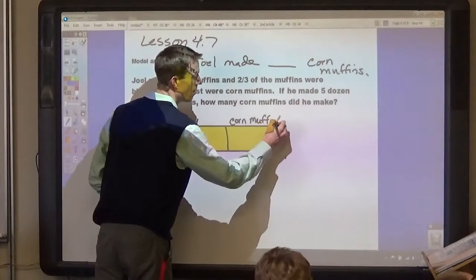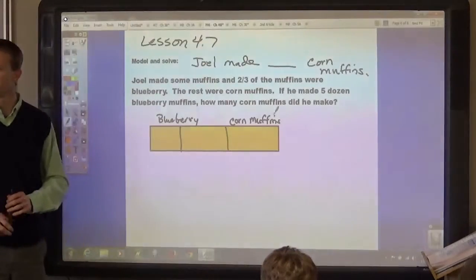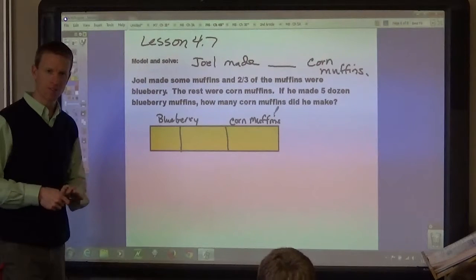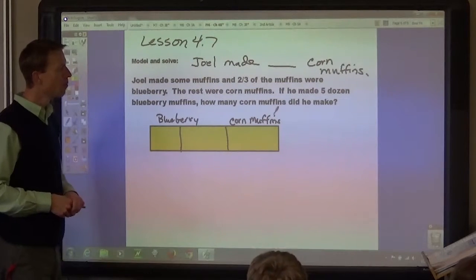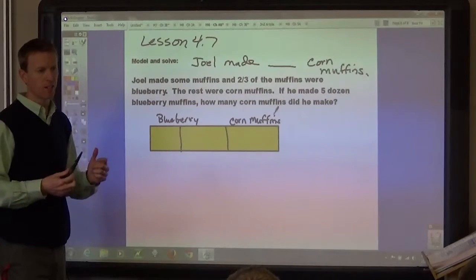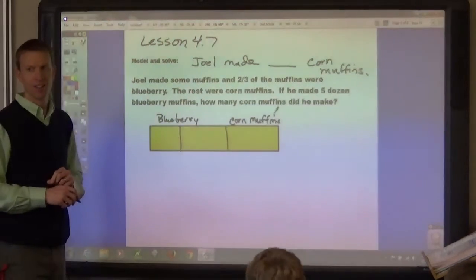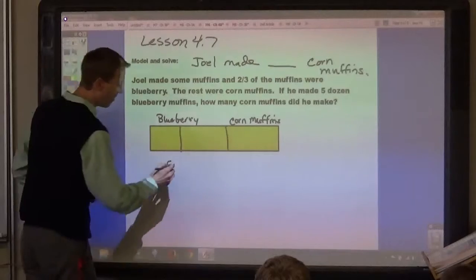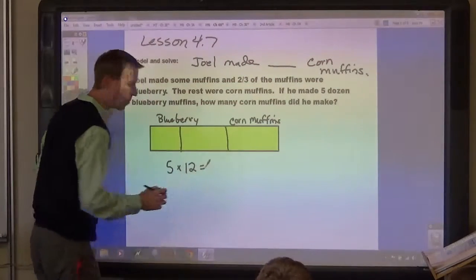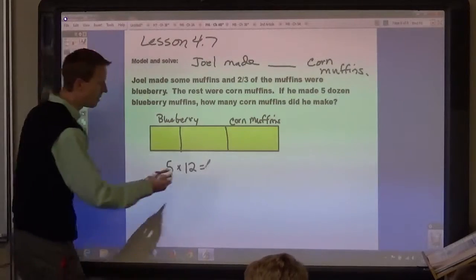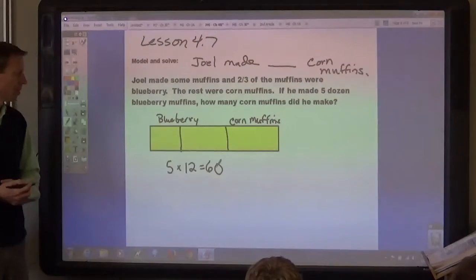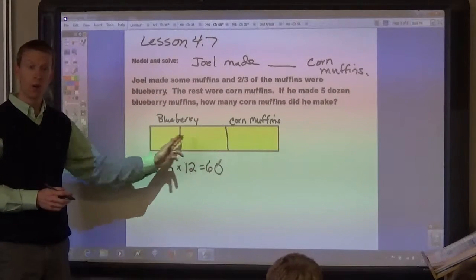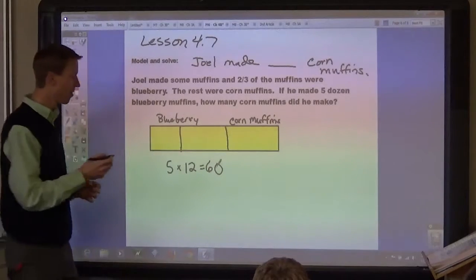How many of you think you have the answer already? Raise your hands. Okay. Now it says, if he made 5 dozen blueberry muffins, how many corn muffins did he make? Well, 5 dozen. What is that? 5 times 12. Thank you for raising your hand, everybody else. 5 times 12. So how many is that? Garrett? 60. Now, does that mean that each of these is 60? No. What would 1/3 be then? 30.